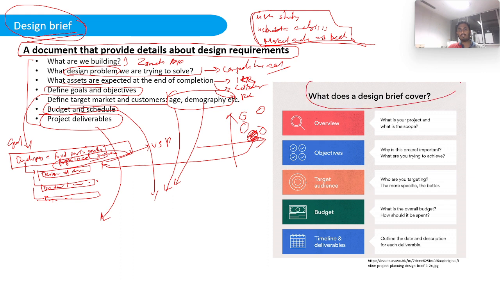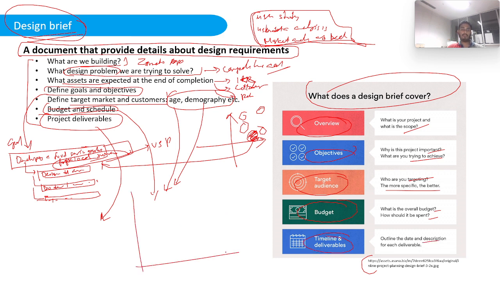So here's an example of what goes inside a design brief. This is one small picture I got from the internet, which is here as the reference. A design brief talks about the overview of your project as well as the scope. It defines the objectives, the importance, and what we are trying to achieve. The target audience: who will be our customers and their specific characteristics. The budget we have and how it will be spent, and the timelines and deliverables: what we will be delivering and what the timeline is.